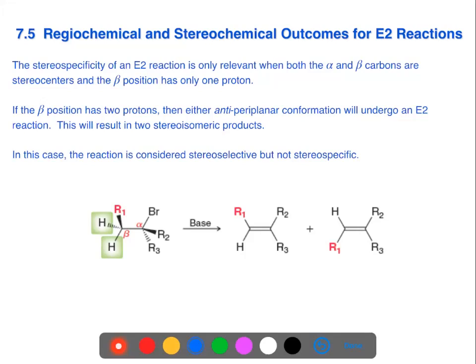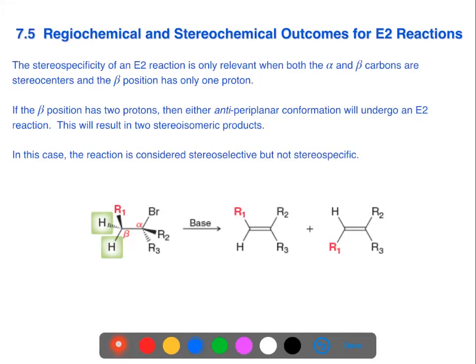And so this is a case where it's not stereospecific; the reaction is considered stereoselective because more than one stereoisomer is formed, and the more stable isomer will be the major product. So when you can obtain major and minor products, we refer to these as stereoselective reactions, not stereospecific reactions.